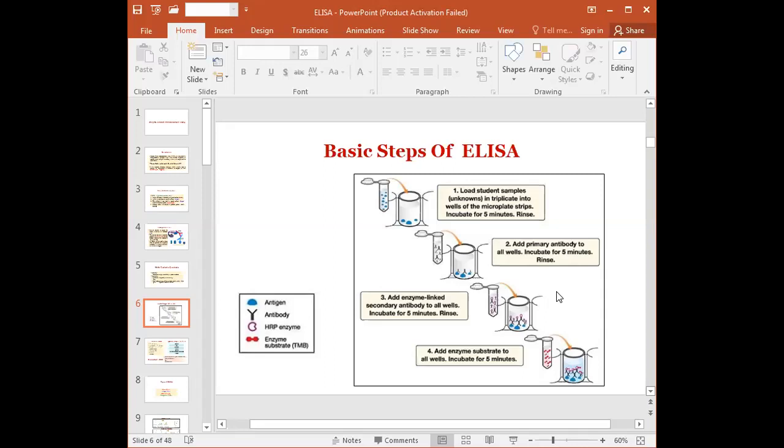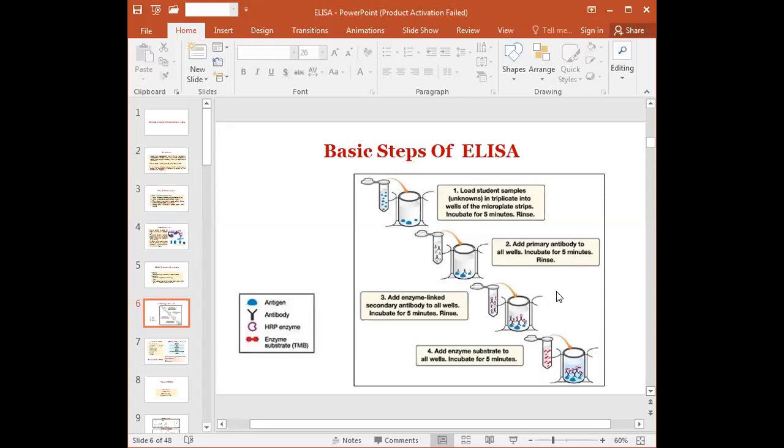Next step is that we will add a secondary antibody tagged with any of the enzymes I have already discussed, and again we will allow the two antibodies to react. We have to keep the plate undisturbed for at least 5 minutes. Then again we will go for washing, and at the last step we will add the specific substrate, a substrate that is specific towards the enzyme.